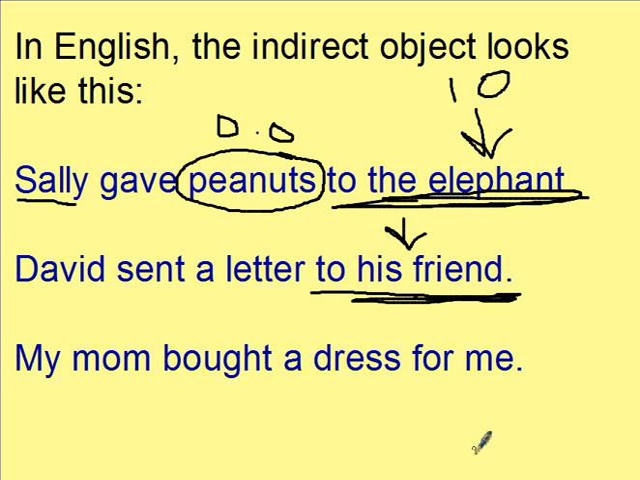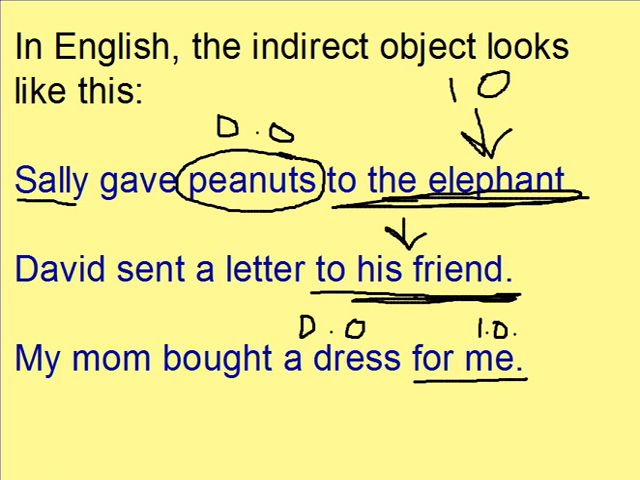Mom bought a dress for me. Who bought the dress? My mom, that's the subject. My mom bought what? A dress. That's the direct object. My mom bought a dress for whom? For me. Therefore, in this sentence, me is the indirect object, what would go in the dative case.